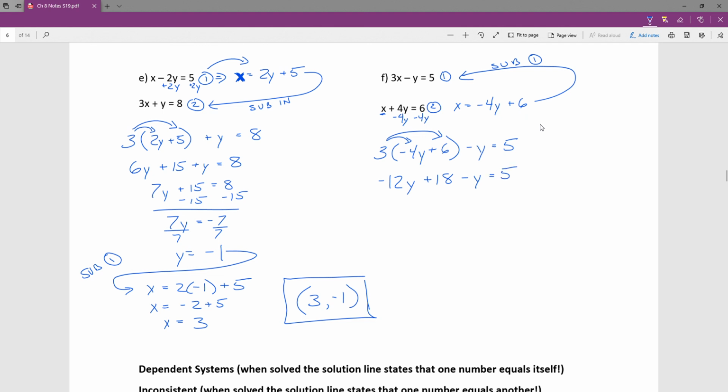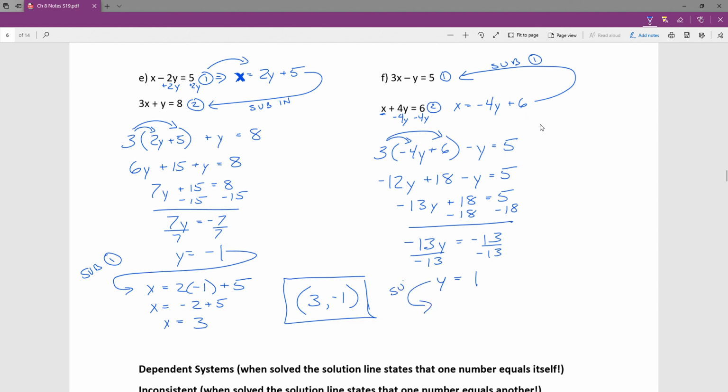A little collecting like terms. I'd have a negative 13y plus 18 equaling 5. A little reorganizing things, and solving for y. Y equals 1. And then I have to track down the other variable. I was about to give my answer, but I'm not done. I need to take this back to figure out the x variable.